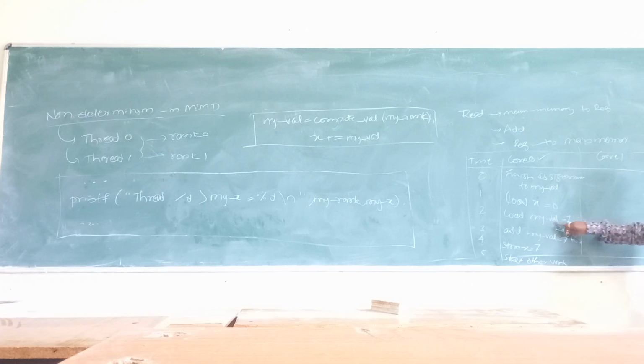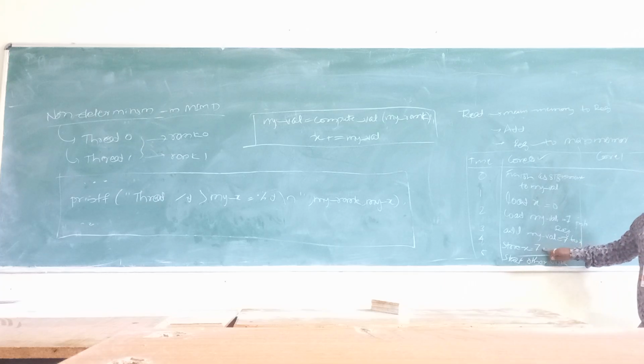Then load my value as 7. Earlier it was 0, now it is assigned 7, which will be stored in the register. Next, the 7 is to be assigned to x. Earlier x had the value 0, now it becomes 7.